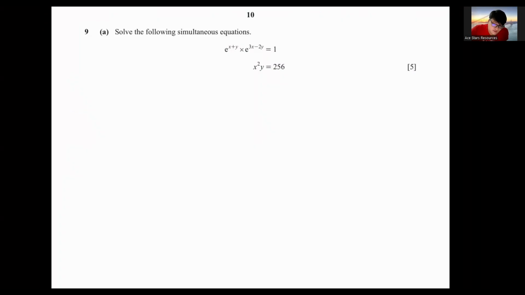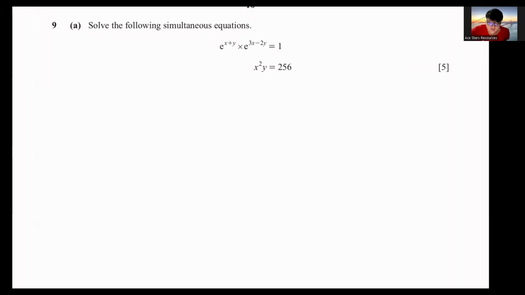Solve the following simultaneous equations. So we have the one with exponential functions involved, and the other one is just a normal x squared y is equal to 256. So first, your task is to make sure that you can substitute and do proper simultaneous equations, but of course not with the exponential around. x plus y multiplied by e.